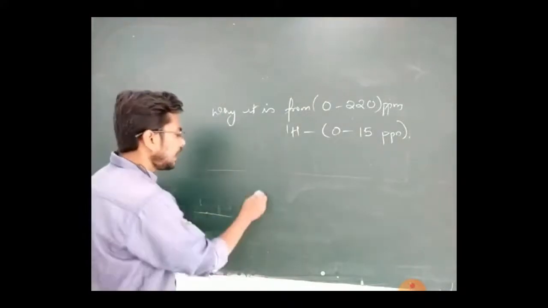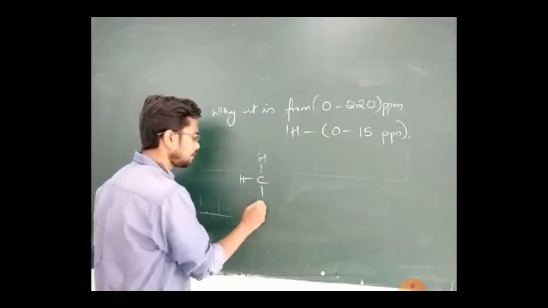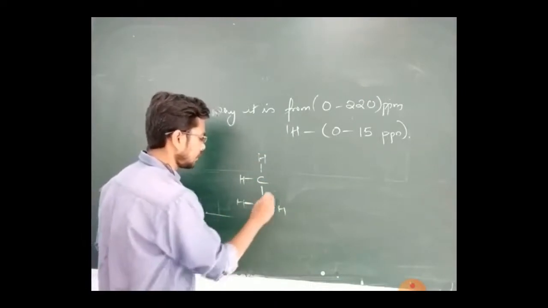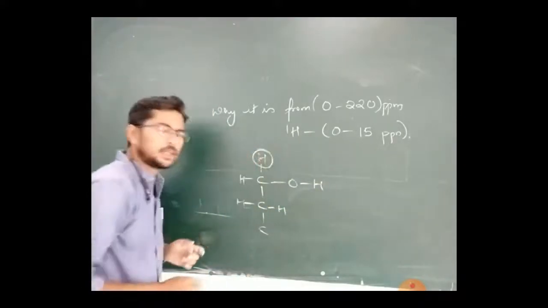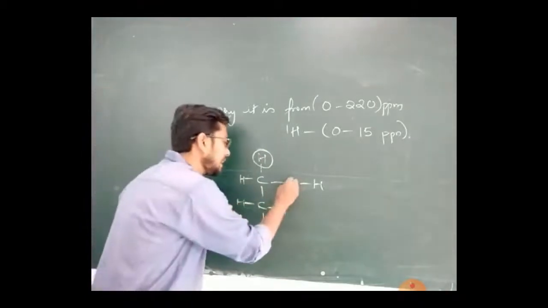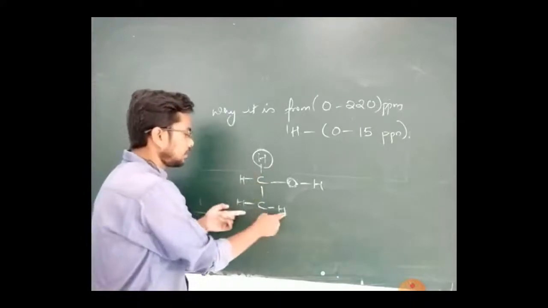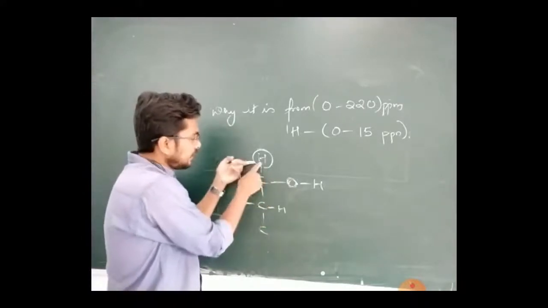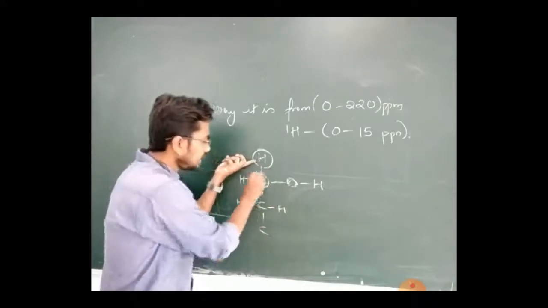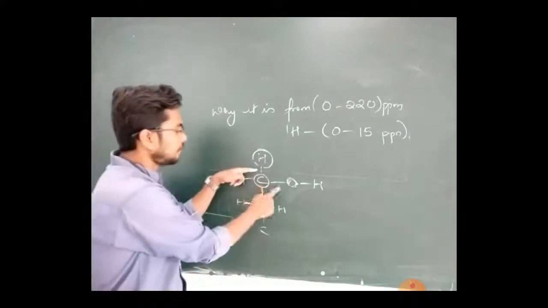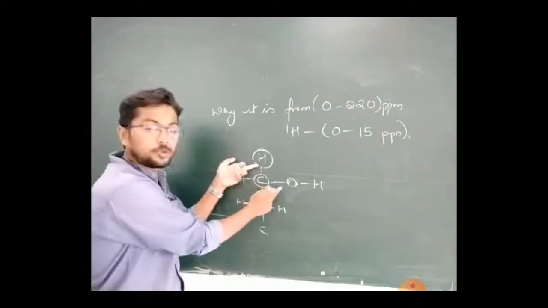The reason is, if you see the proton nucleus here, this proton nucleus is affected by the electronegativity of this oxygen atom. But in between this hydrogen atom and this oxygen atom there is another carbon atom here. So this is at a distance of 2 bonds. They are separated by 2 particular bonds.